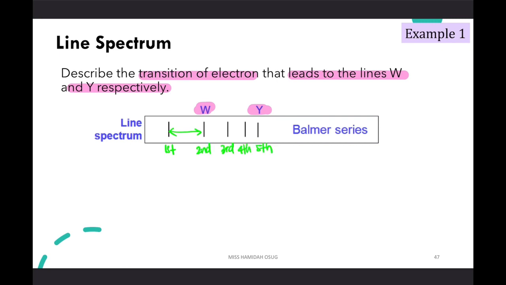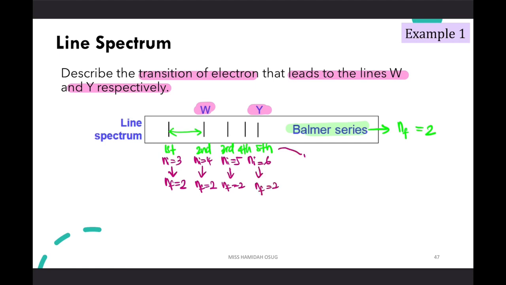Okay, next, because you are given a Balmer series, so Balmer series is where the electron drops to n final equals to 2. So each line is where electron drops to n final equals to 2. So meaning to say, for W, the electron will drop from n equals to 4 to n equals to 2, while the Y line is where the electron drops from n equals to 7 to n equals to 2.